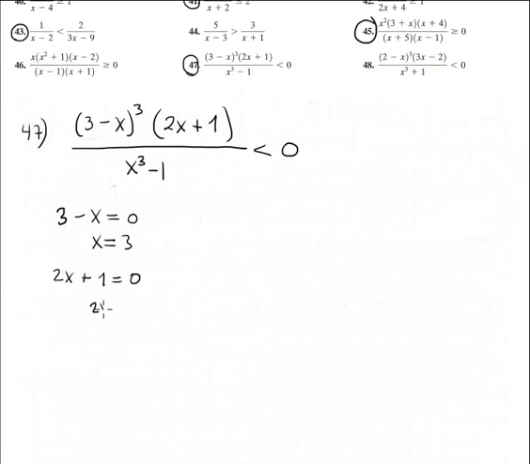Let me see, 2x is equal to negative 1, divided by 2. Oh yes, it's negative 1 half. Okay, so the critical values are: critical value 1 is 3, critical value 2 is negative 1 half.